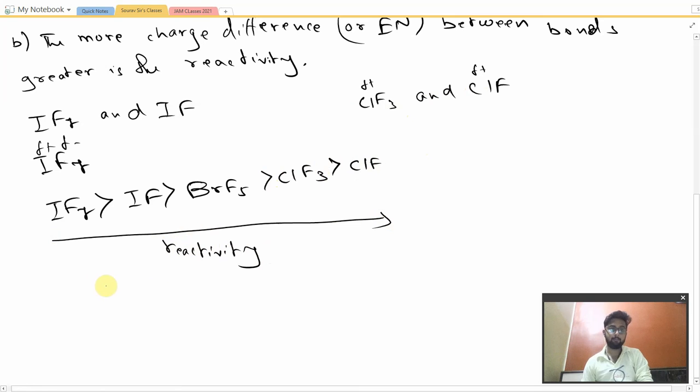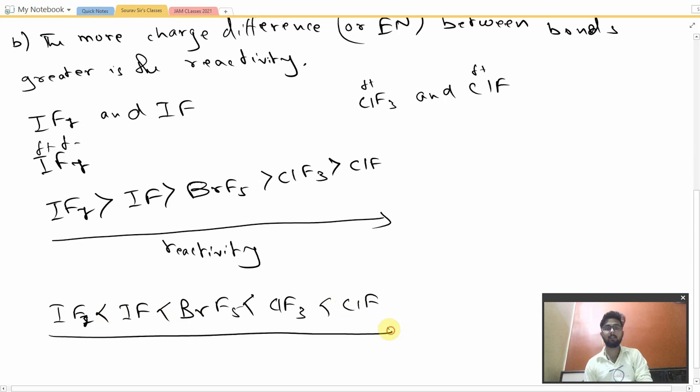Now if we write the order for stability of the system, it will be the reverse: IF7, IF, BrF5, ClF3 and ClF. So this would be the order of stability of the compounds. So this is all about the order of reactivity of the interhalogens.